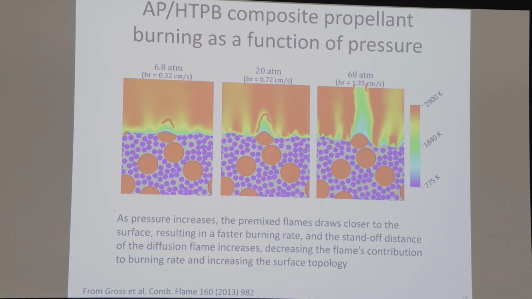And what starts controlling the system then is either the monopropellant flame at the surface or this sort of pre-mixed flame near the surface, away from the large crystals. So as the pressure increases, the premixed flames draw closer to the surface, resulting in a faster burning rate, and the standoff distance of the diffusion flame increases, decreasing the flame's contribution to the burning rate and increasing the surface topology.